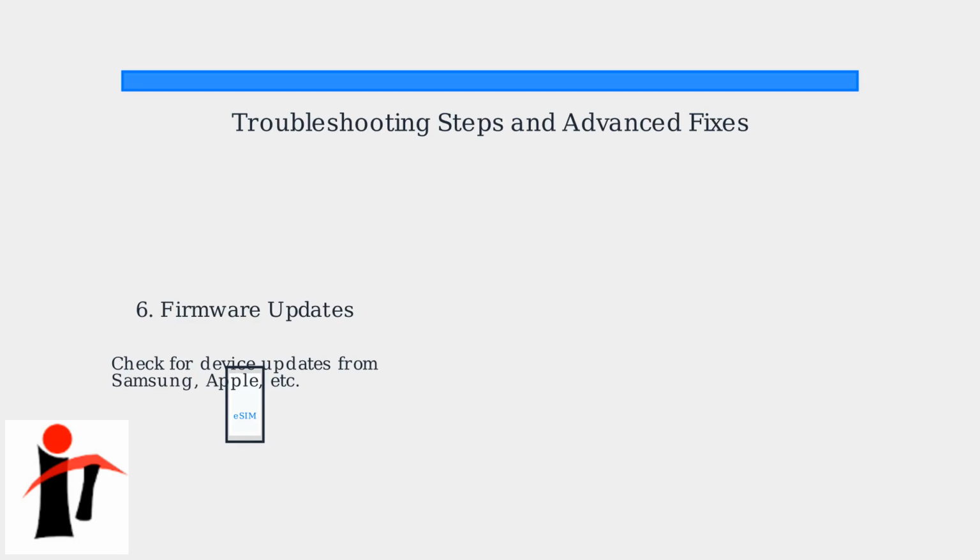In some cases, a firmware bug might be the culprit. Check for device-specific updates from your phone manufacturer. Remember, ensuring proper QR code scanning and following US Mobile's activation tutorials can prevent many common errors, resolving up to 40% of activation failures.